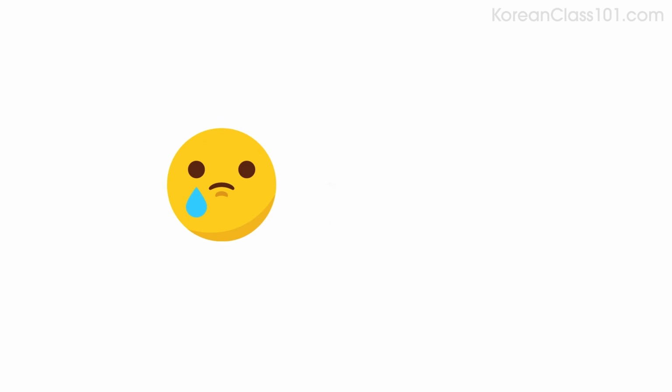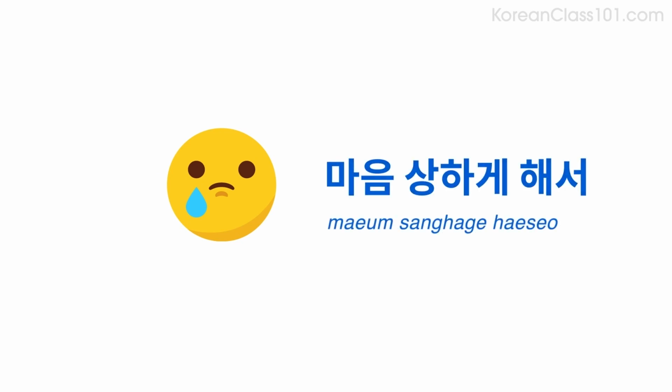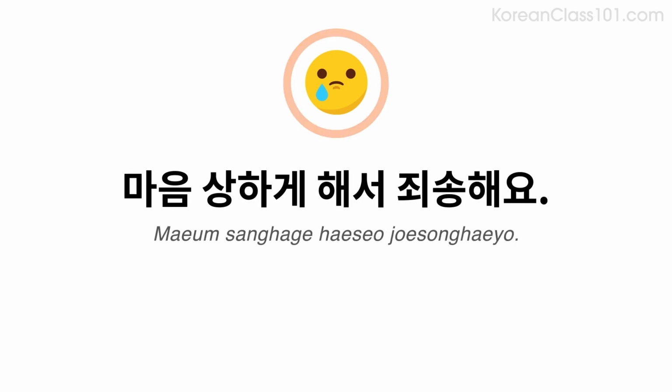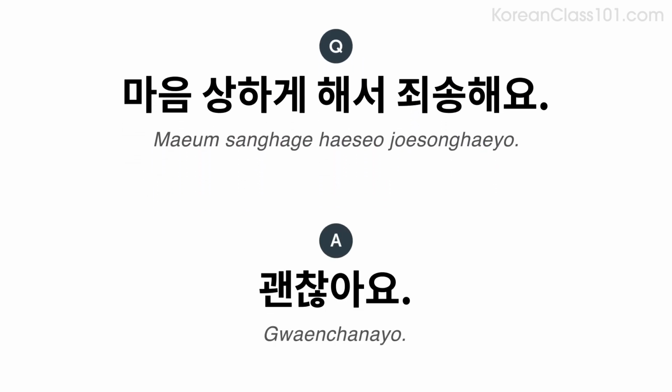Now imagine you want to apologize because you hurt someone's feelings. Do you remember how to say, hurting your feelings? 마음 상하게 해서. Say, I'm sorry for hurting your feelings. 마음 상하게 해서 죄송해요. Now say you're sorry for hurting someone's feelings and respond to it. 마음 상하게 해서 죄송해요. 괜찮아요.